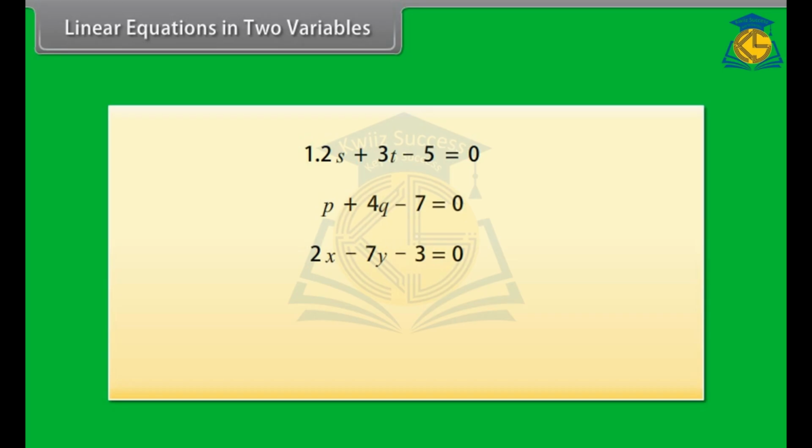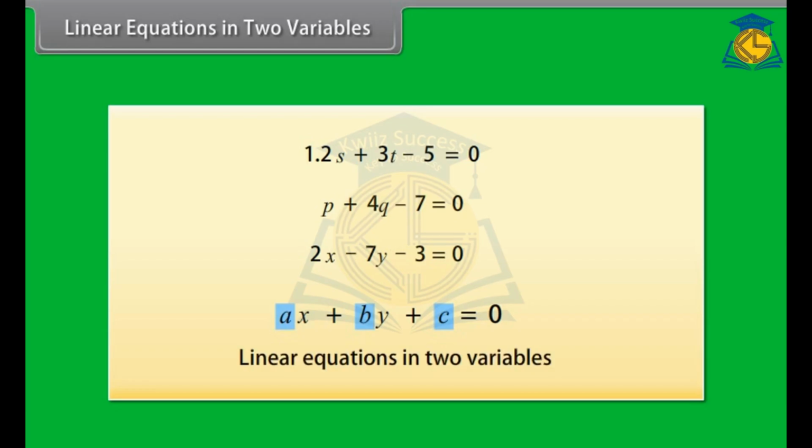So any equation which can be put in the form ax plus by plus c is equal to 0, where a, b and c are real numbers and a and b are not both 0, is called a linear equation in two variables. Example.